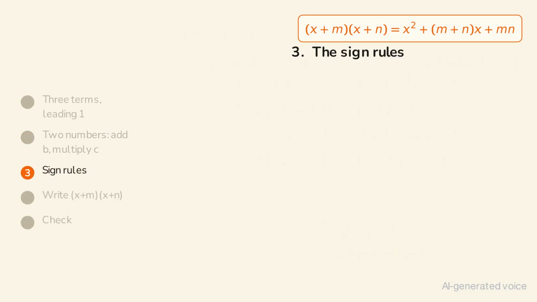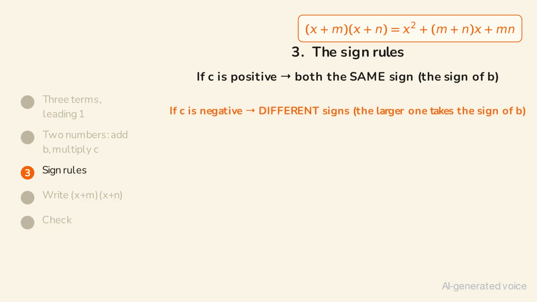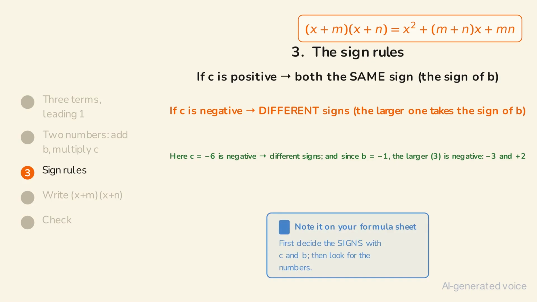Step 3, and with this you'll almost never get it wrong, the sign rules. If c is positive, both numbers take the same sign, and that sign is the sign of b. But if c is negative, the 2 numbers take different signs, and the one with larger absolute value takes the sign of b. In our case, c is minus 6, which is negative, so the signs are different, and since b is minus 1, the larger number, 3, takes a minus. That's why we get minus 3 and plus 2. Note it: first decide the signs with c and b, and only then look for the numbers.